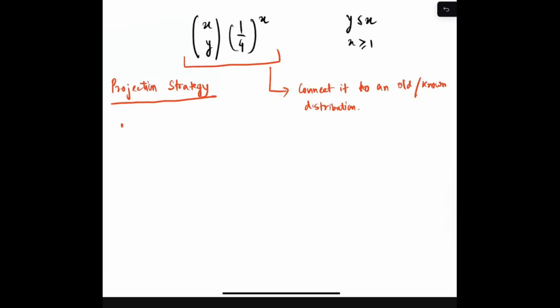So what we are going to understand now is how this x choose y, 1 by 4 whole to the power x, is related to other known distributions, rather, which distributions it is related to. You can easily understand that there are two kinds of distribution which really have choose in them. One is binomial and one is negative binomial, and also hypergeometric. They have choose inside them.